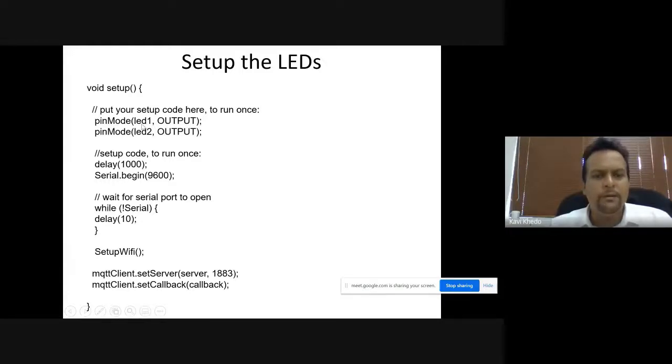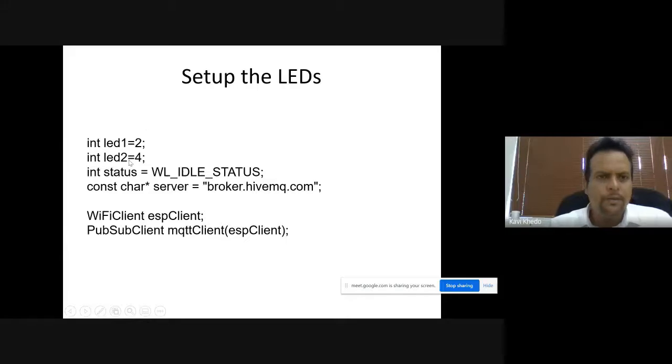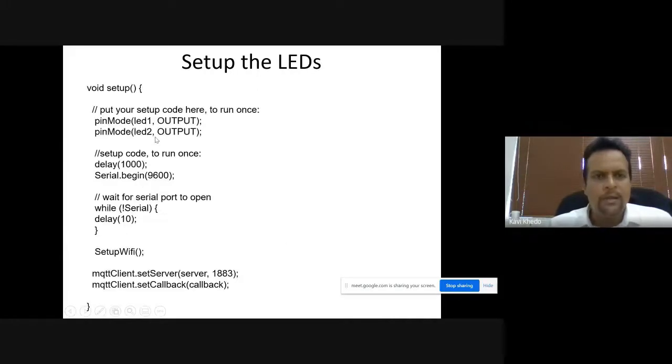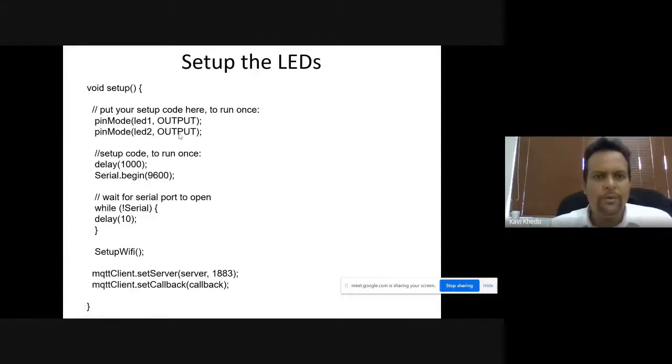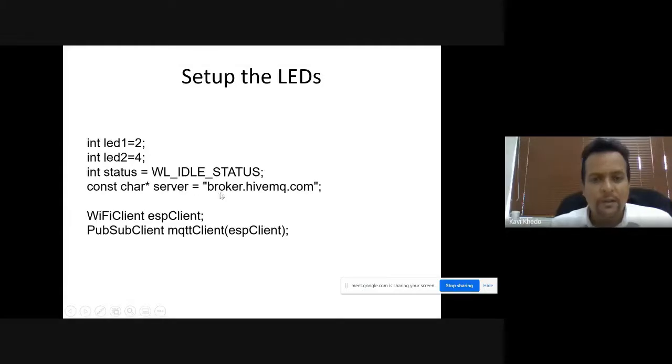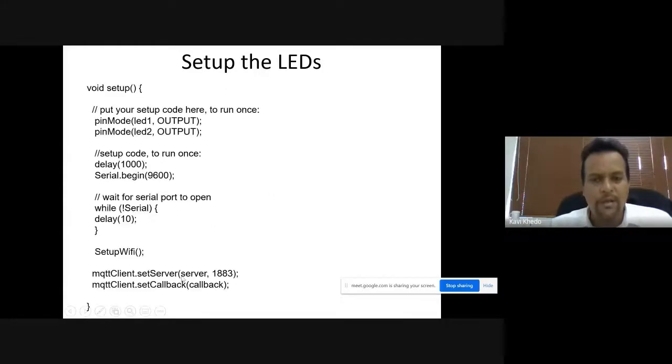Pin mode, LED1. Let me check. Pin 2, and LED2 is connected to pin 4, and we are setting them for output. Pin mode, output, have a delay of 1000, that is 1 second, and this is the baud rate at which you'll be reading. Let's check. Setup Wi-Fi, this is another function for the connection. Setup Wi-Fi, MQTT.setServer. You recall the HiveMQ broker, hivemq.com. This will be passed here, with this particular port to connect.